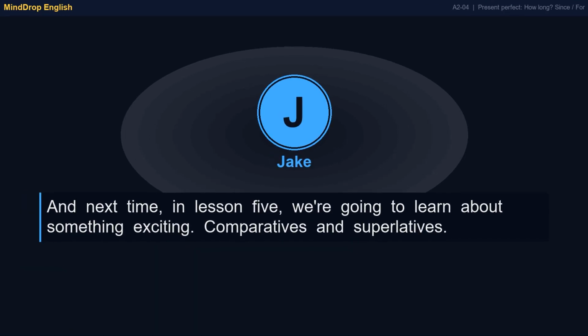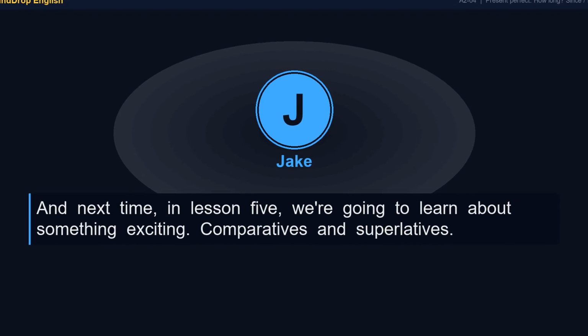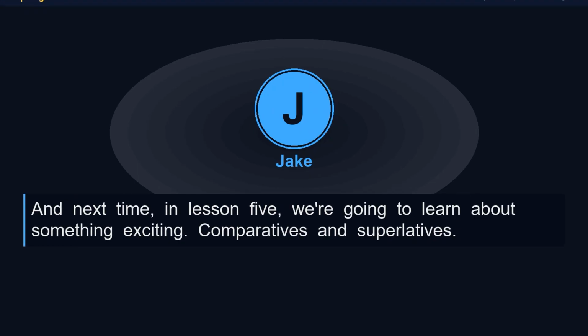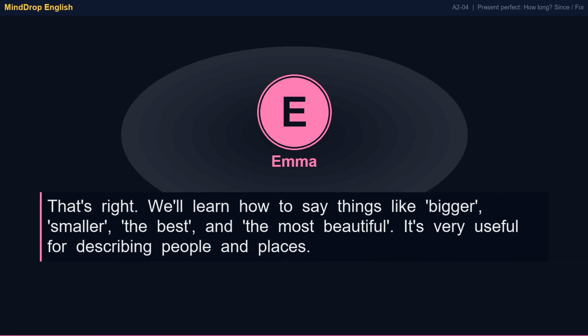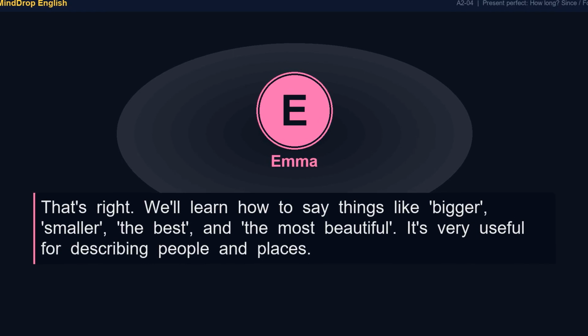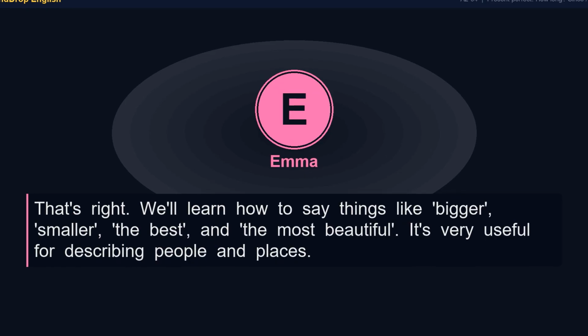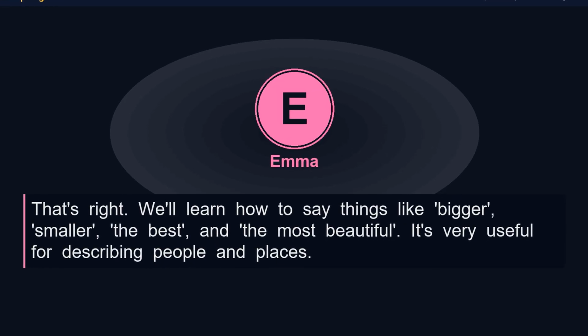And next time, in Lesson 5, we're going to learn about something exciting. Comparatives and superlatives. That's right. We'll learn how to say things like bigger, smaller, the best, and the most beautiful. It's very useful for describing people and places.